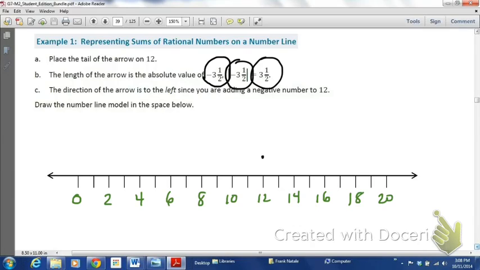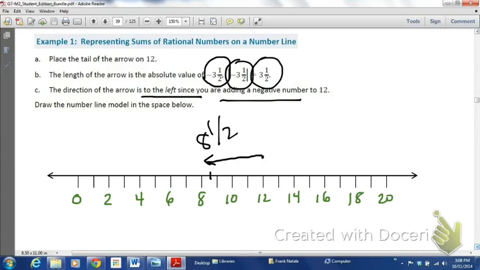The absolute value of negative 3.5 is 3.5, because absolute values are always positive. But since the direction of the arrow is left, since you are adding a negative number, you're going to go 3.5. So I'm going to go 1, 2, 3.5 right there, and I end up right in the middle again, at 8.5. Okay, so yeah, and that's just one line, kind of a sloppy line.